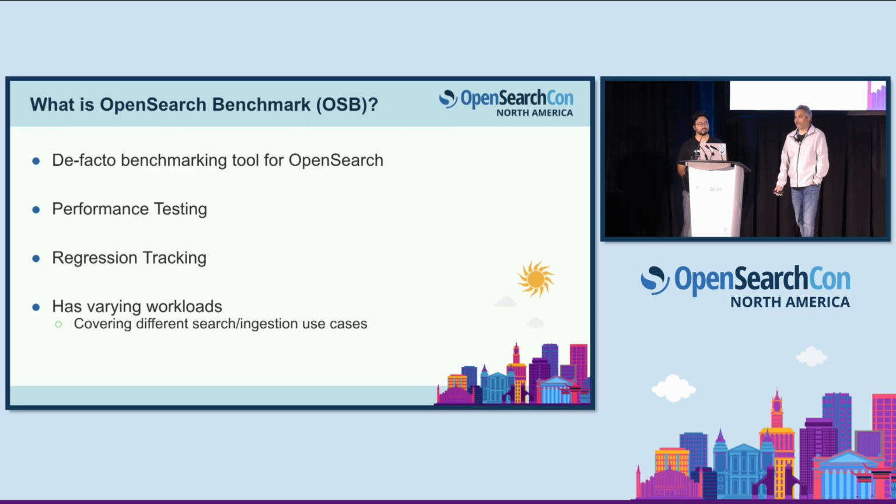In case you haven't already used it, it's the de facto benchmarking tool for OpenSearch. We use it extensively for performance testing, and we also use it to track any regressions on OpenSearch mainline by running nightlies using OpenSearch Benchmark. It has a varying set of workloads ranging from simple text queries, range queries, and histograms, going up to supporting AI/ML workloads like vector search, semantic search, and hybrid search, and we also recently added SQL queries.